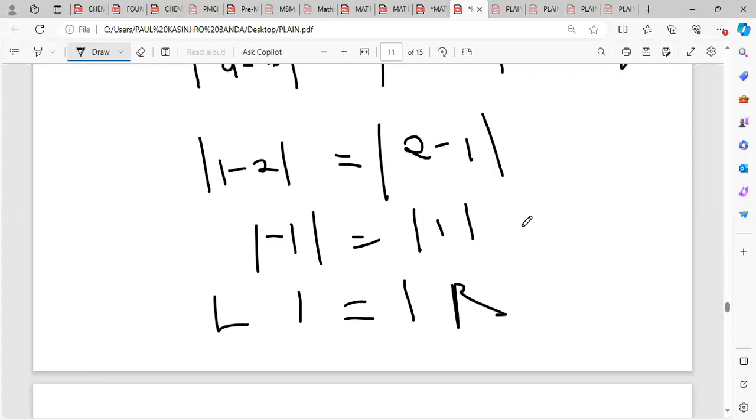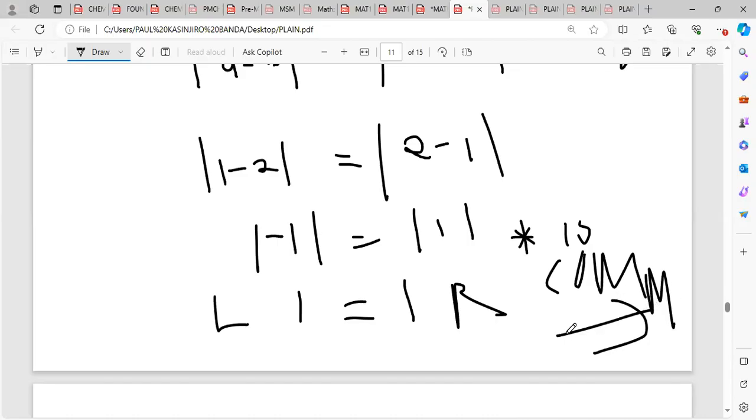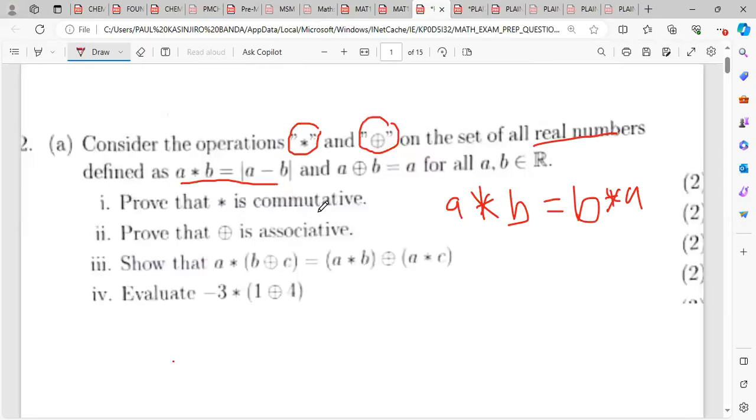Then you say, hence, my star is indeed commutative. Make sure you write the word commutative in full there. So that's how you prove the first one.